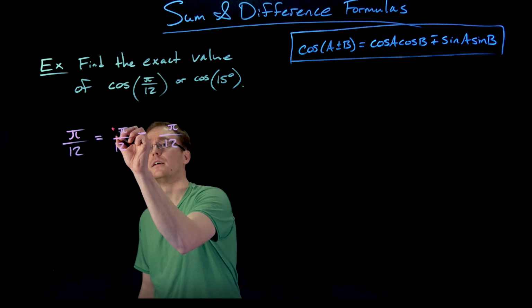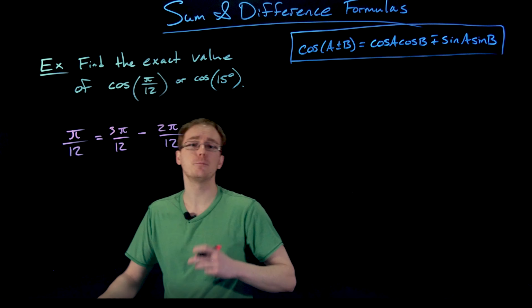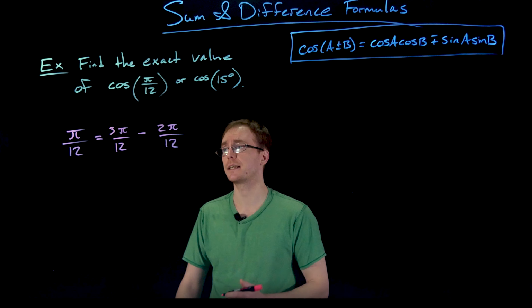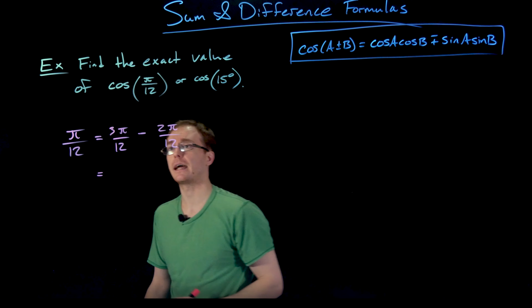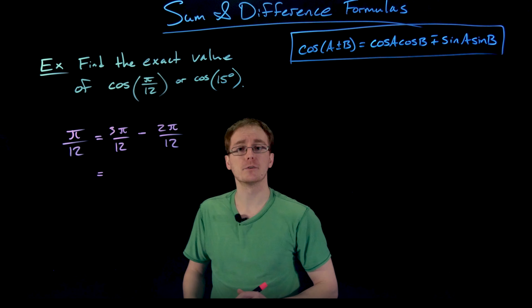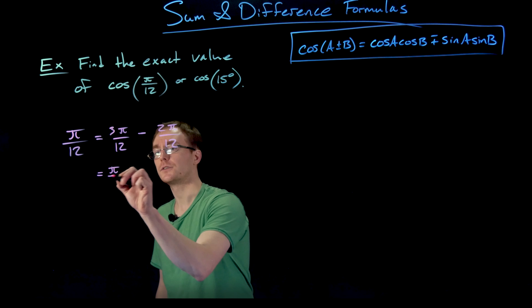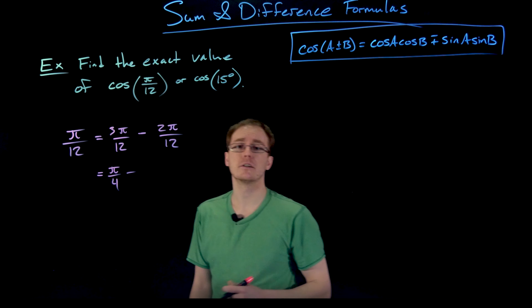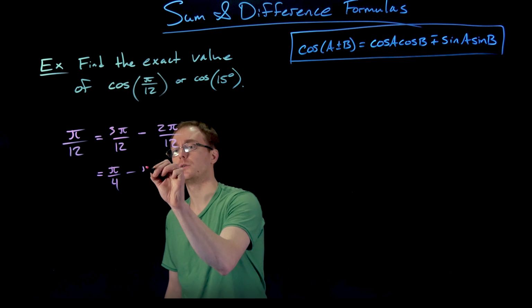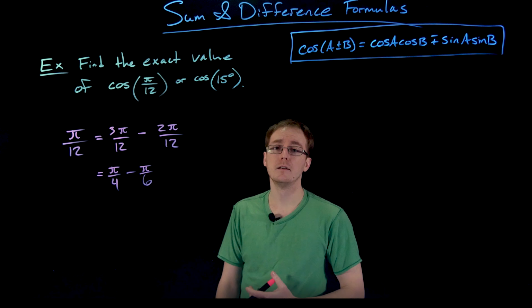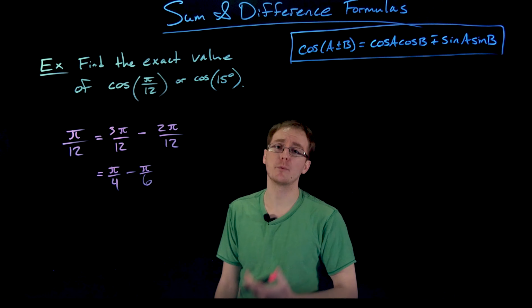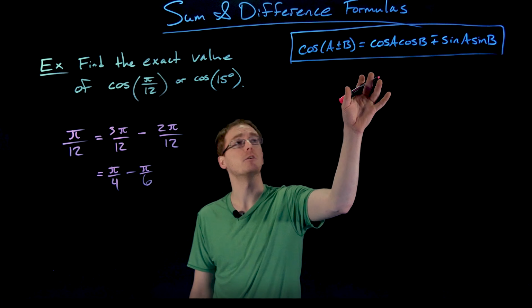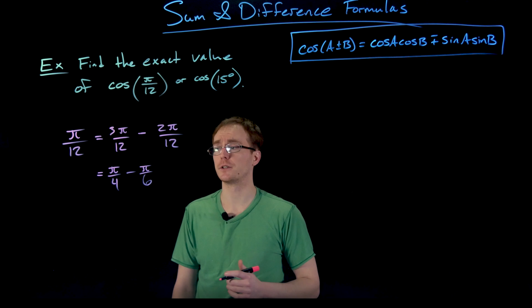We could try 3 pi over 12 minus 2 pi over 12, and that looks like it'll actually work out. Because now when we reduce that fraction, what does 3 pi over 12 reduce to? It reduces to pi over 4. Similarly, 2 pi over 12 will reduce to pi over 6. This is not the only combination we could have used, but we only need to find one combination in order to use our sum and difference formulas.